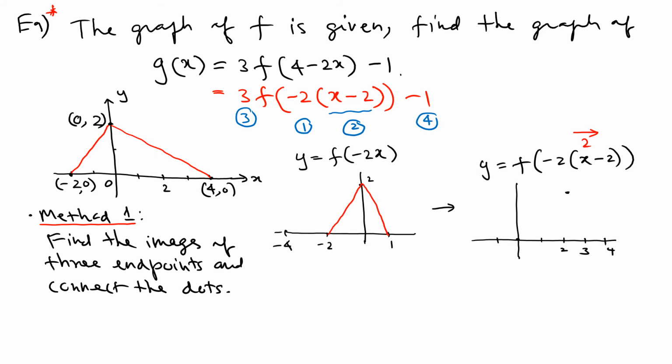So the new graph is now just going to go like that, and go like this. But the y value stays at the same 2. So that's what happens. This is f of negative 2x minus 2. Okay, so the next step is we're going to scale it by 3 times.